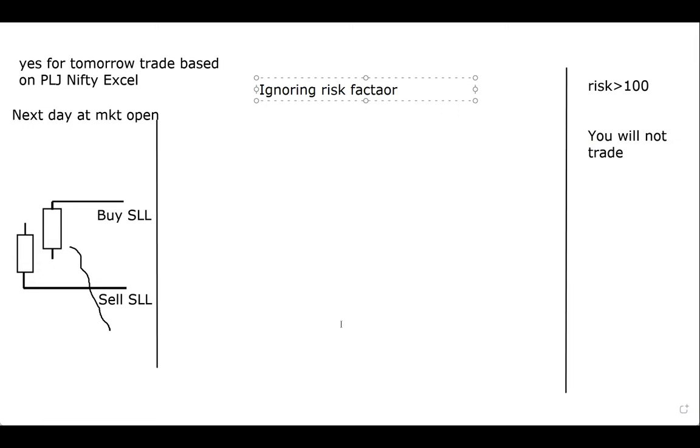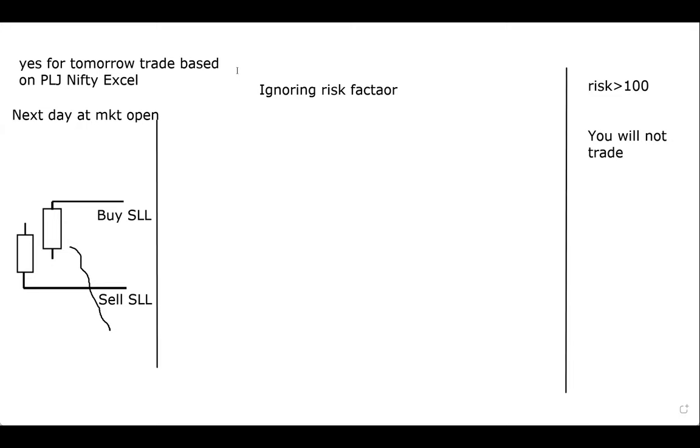So what will be the result if you ignore the risk factor, versus if you decide that you will not trade if the risk is greater than 100? I already explained that in our dashboard, right? Now let us discuss what to do once you have decided that no matter what the risk is, you will trade. How will you keep the average loss less than 50 points, even if you decide that whatever the risk is, you will trade today?